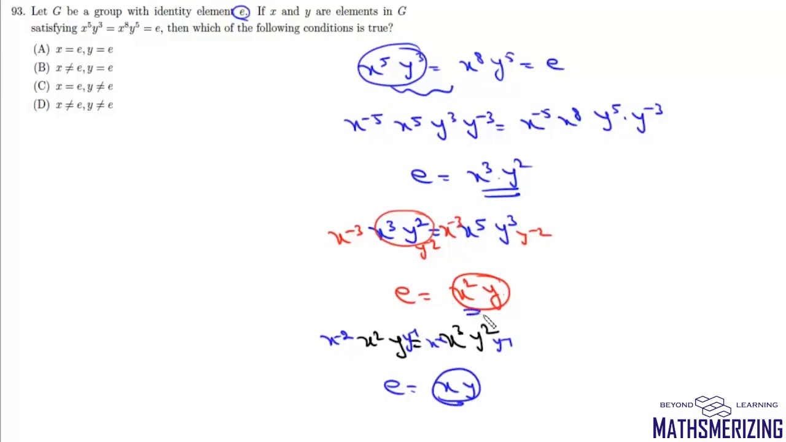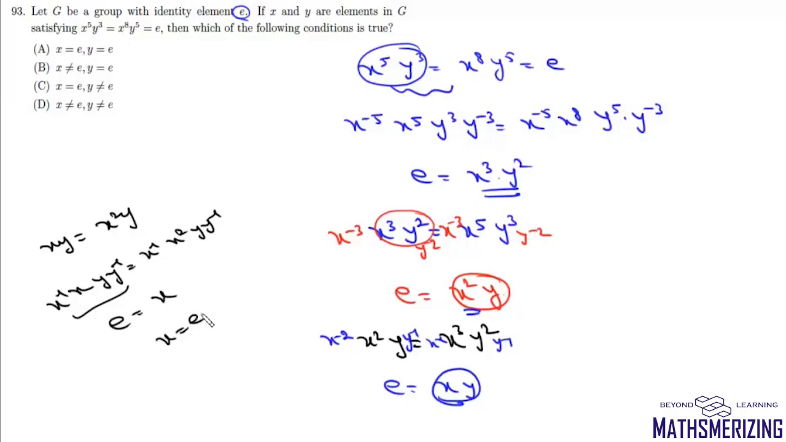Now if XY is equal to E, we can write XY equals X^2 Y. Now we'll multiply with X inverse. So X^-1 into X, Y into Y^-1, X^-1 into X^2, Y into Y^-1. Now this is E and this is X. So from here we can say value of X is E. In the same way we can prove that value of Y is E, and that's your option number A.